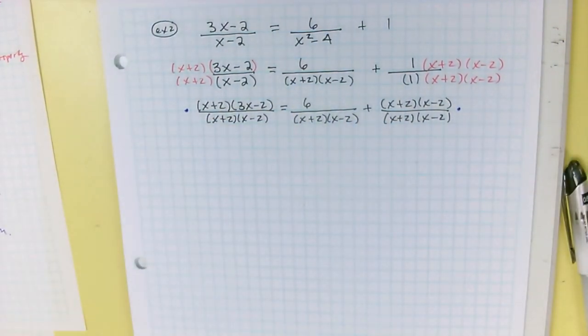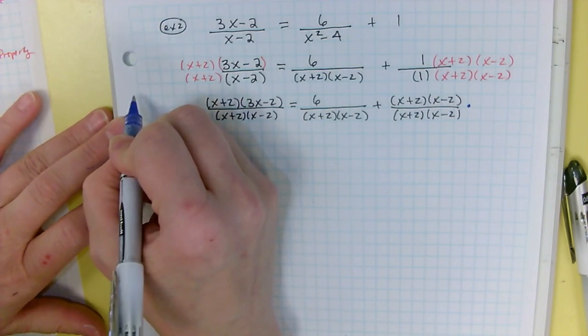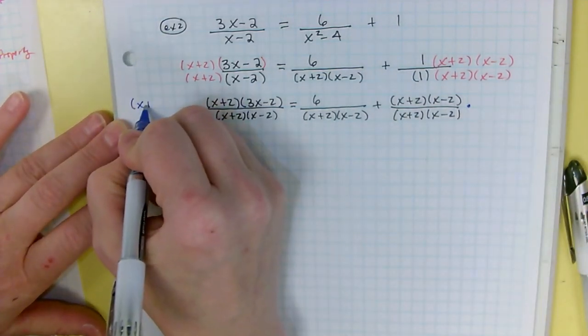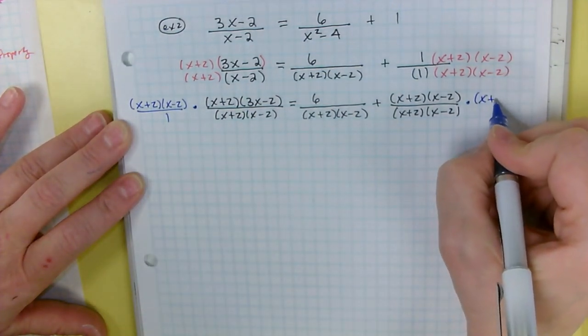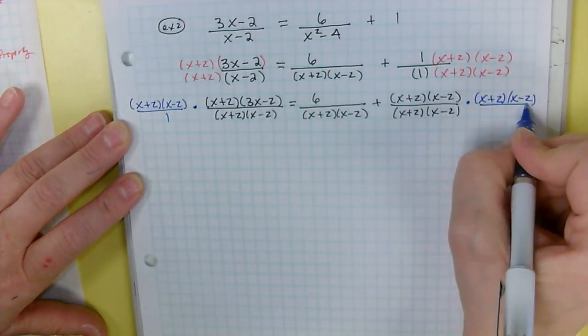So this is the elimination step. We're going to multiply by x plus 2, x minus 2 over 1 on both sides.